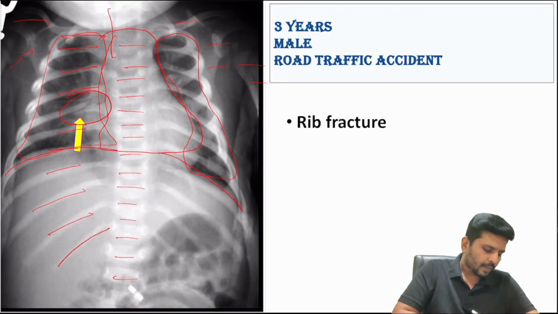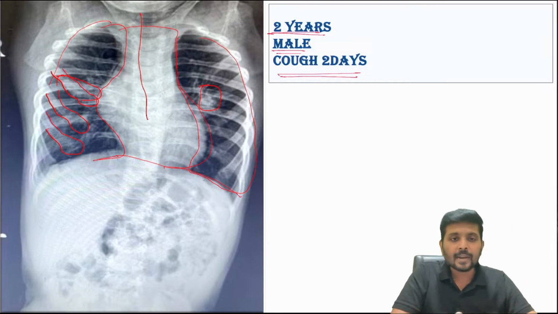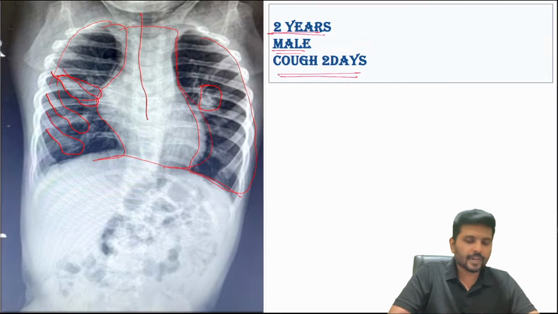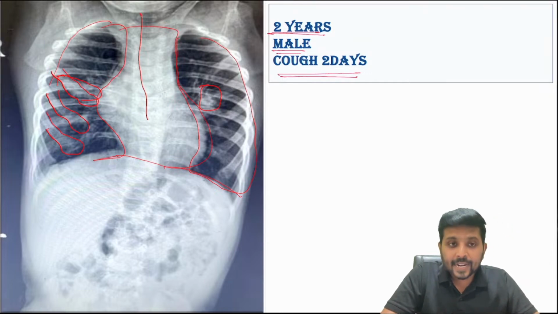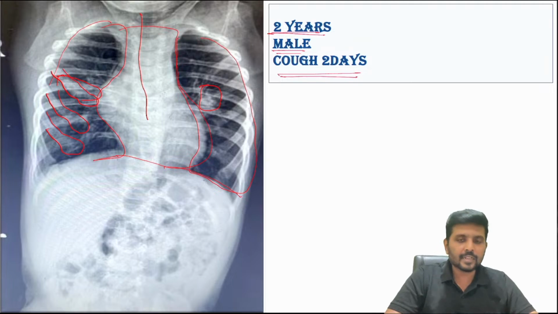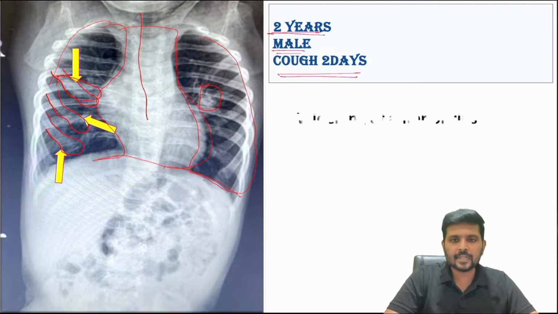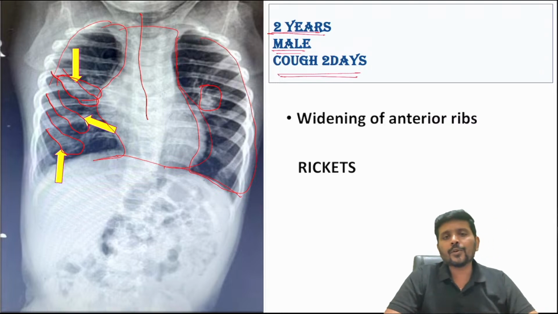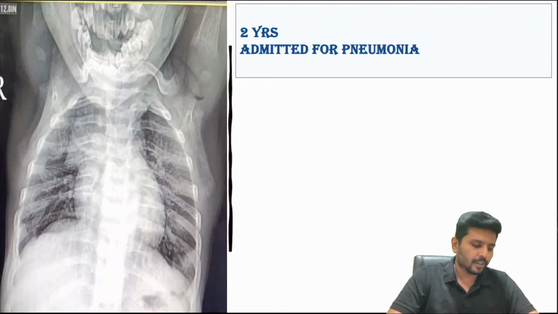Look at this. In this X-ray we don't see much widening. But in this X-ray the anterior part of the ribs is widened. Whenever you have this widening of the anterior ribs, it is termed as rickets. It is termed as what? Rickets. Okay.